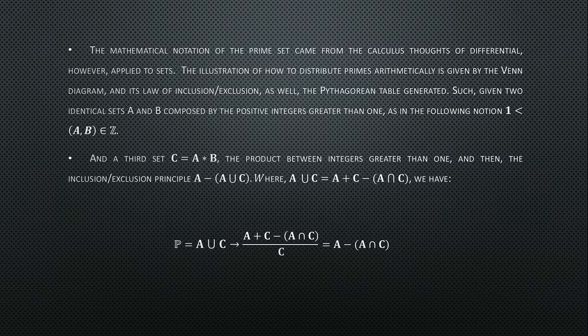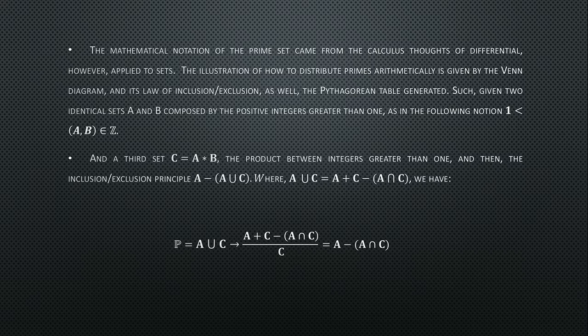Such, given two identical sets A and B, composed by the positive integers greater than 1, as in the following notion. A and B, greater than 1, belonging to the integers set. And a third set, C, equals to A times B. The product between integers greater than 1. And then, the inclusion-exclusion principle.